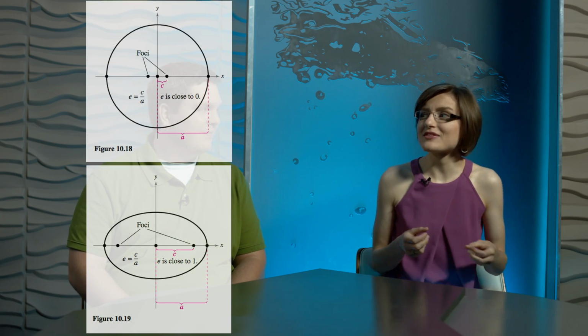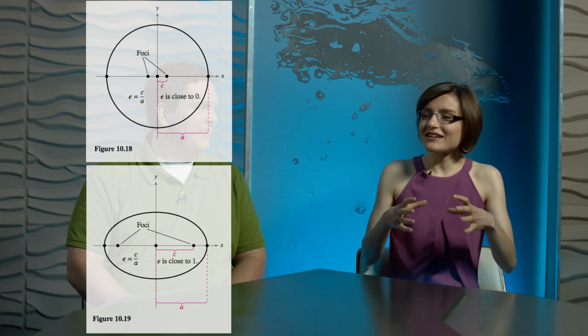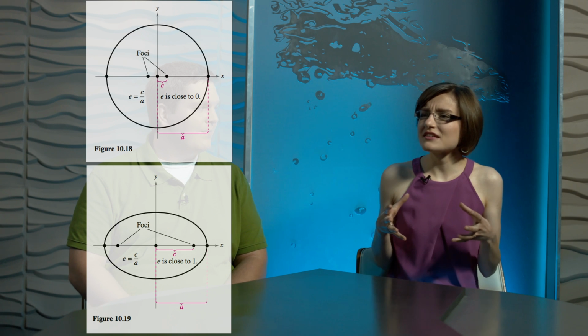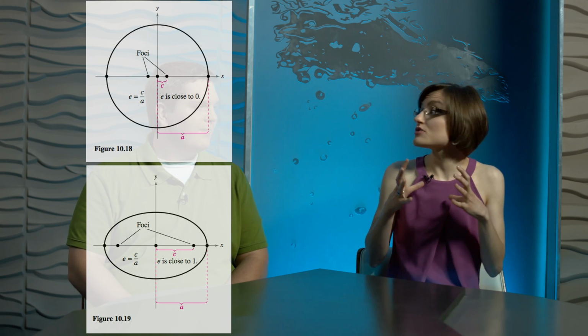So they're going to see this word eccentricity. Right. So what is that? All right. So it just describes the ovalness of the ellipse. So the closer to 1 it is, the more oval, the more stretched out it is. Okay. And the closer to 0 it is, the closer it looks to being a circle.